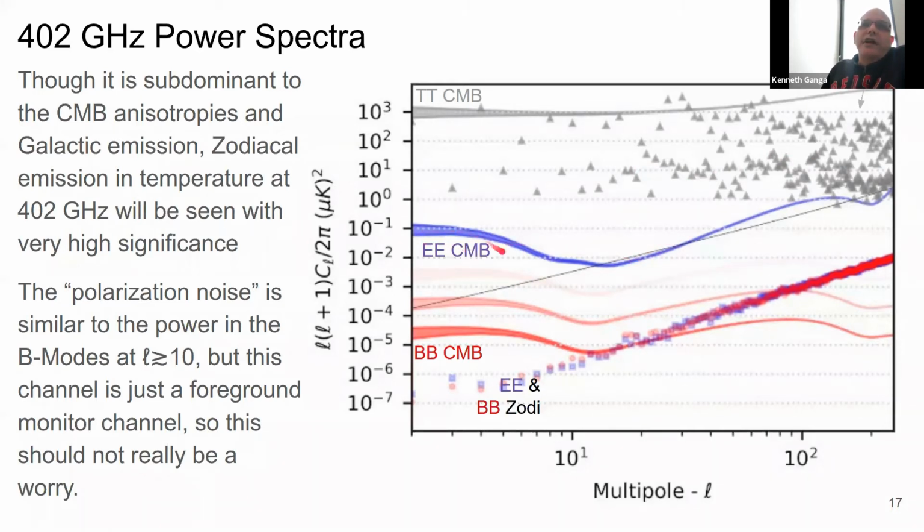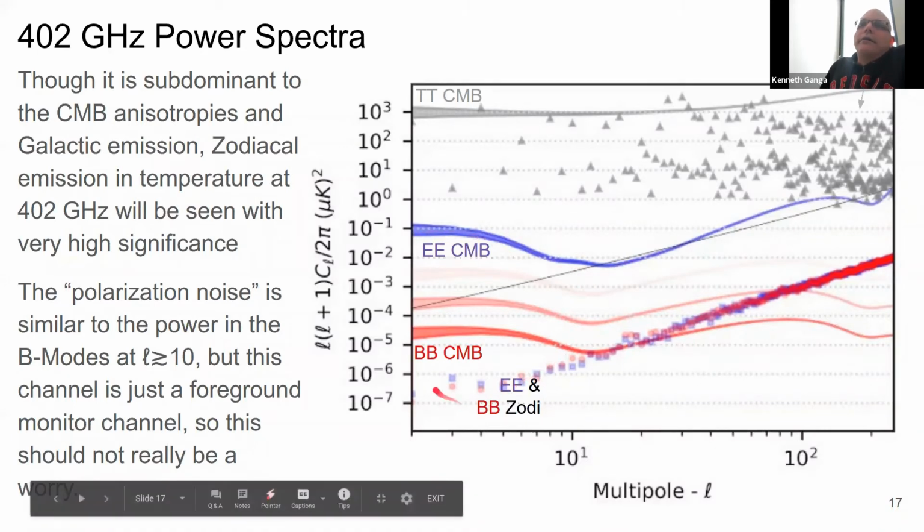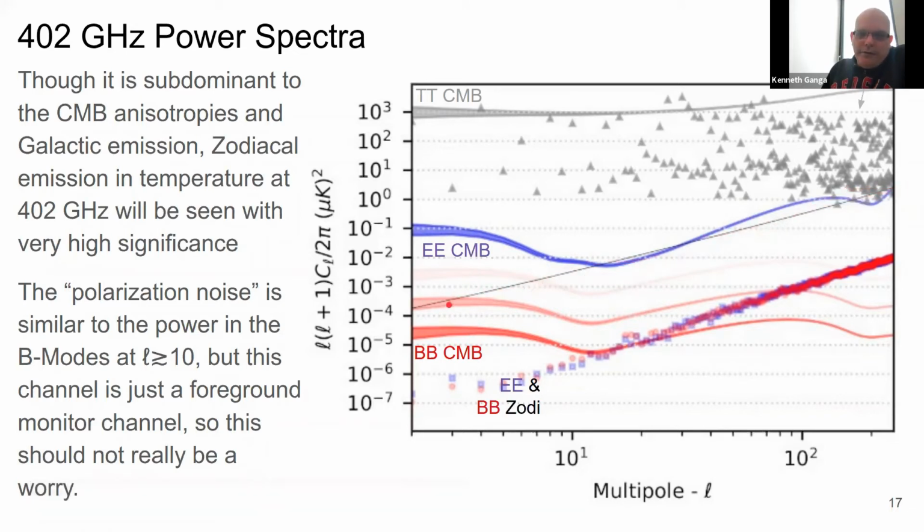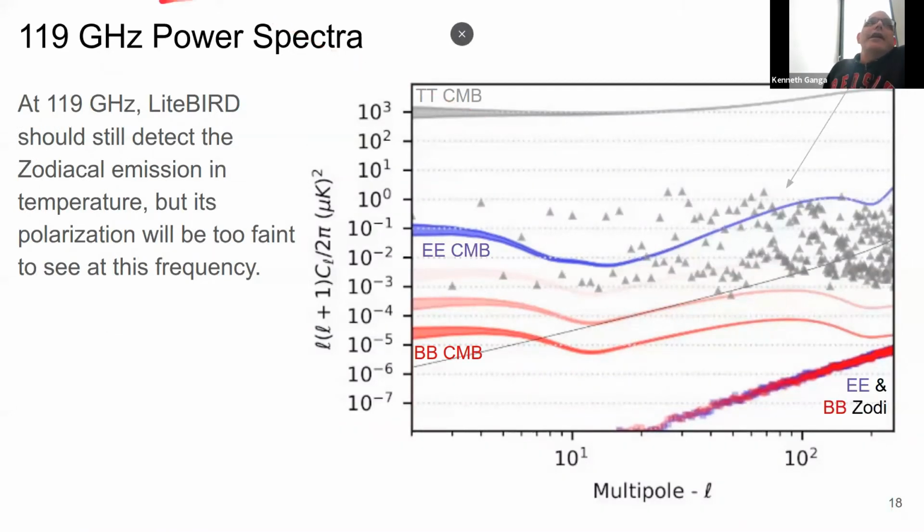For polarization at 402 gigahertz, there's a tiny bit of extra noise, but honestly, it's much lower than the experimental noise. So at 402 gigahertz, we're going to have a good tracer. We're going to detect zodiacal light. So this is 119 gigahertz. So now this is the CMB channel. This is where we want to be sure we don't have any big problems.